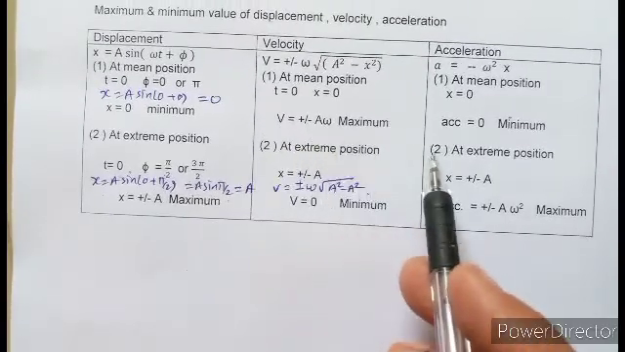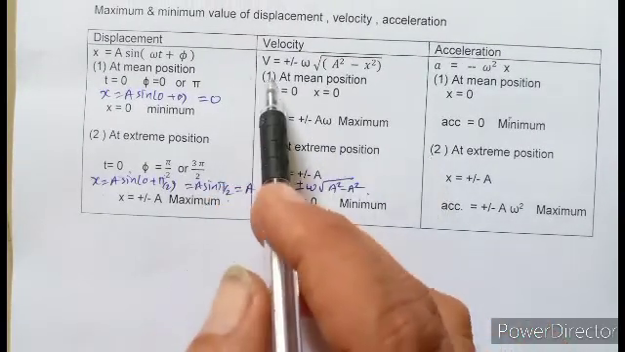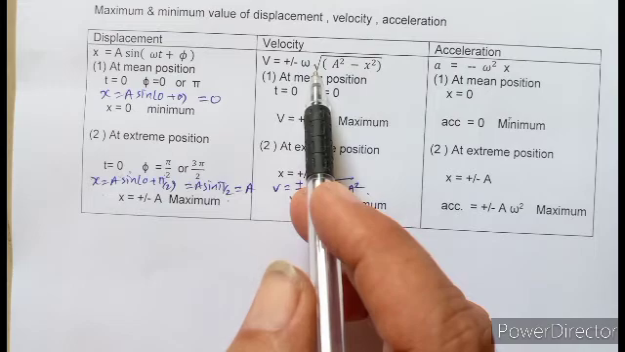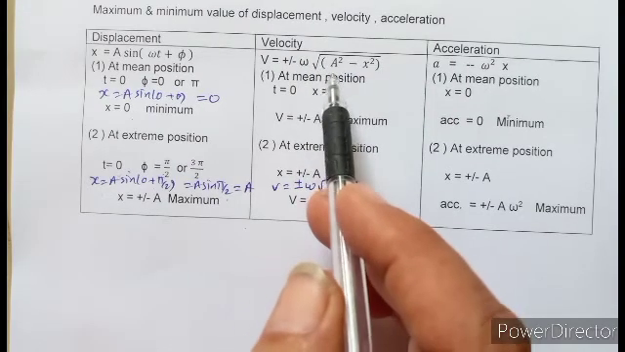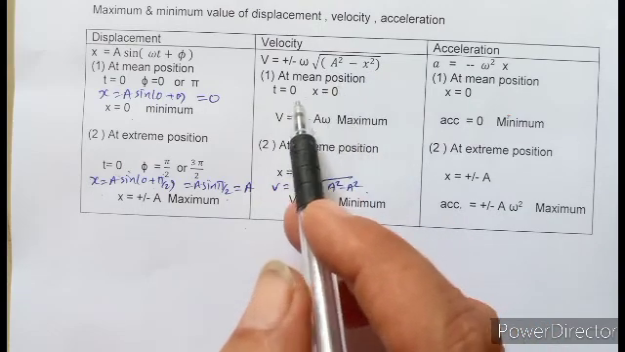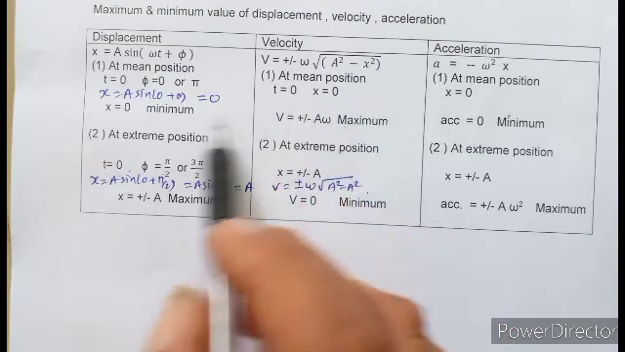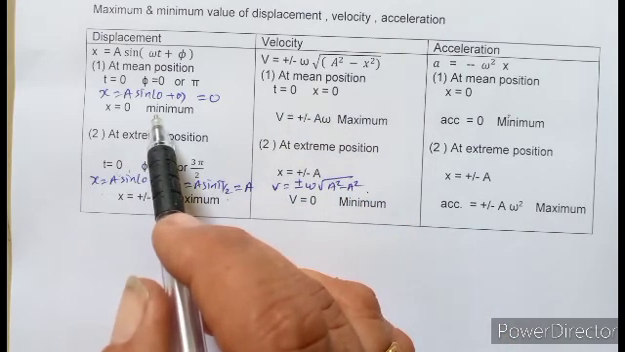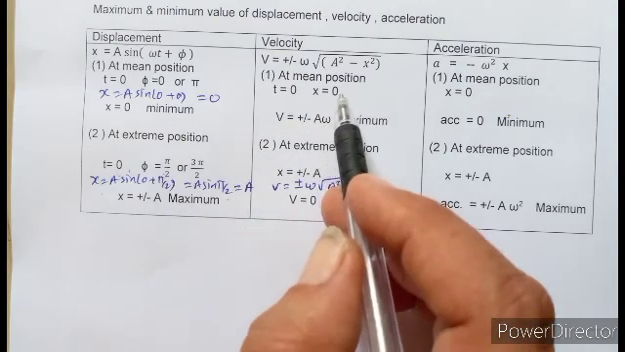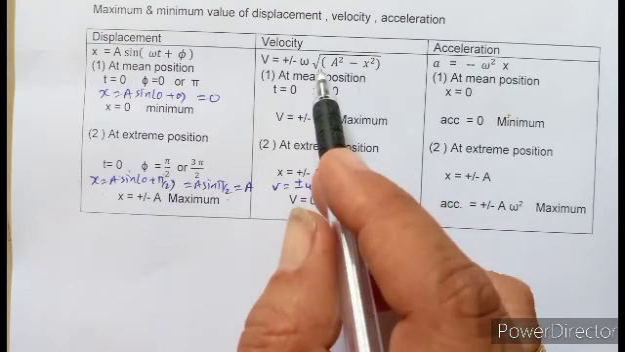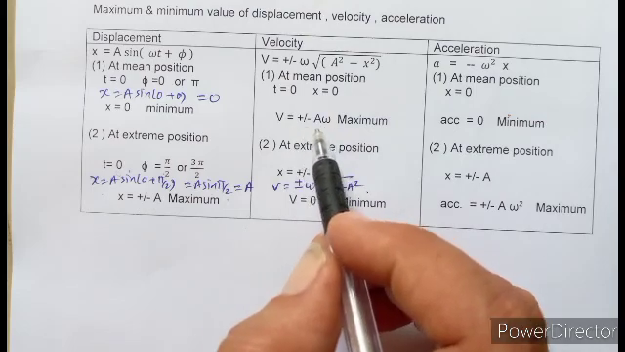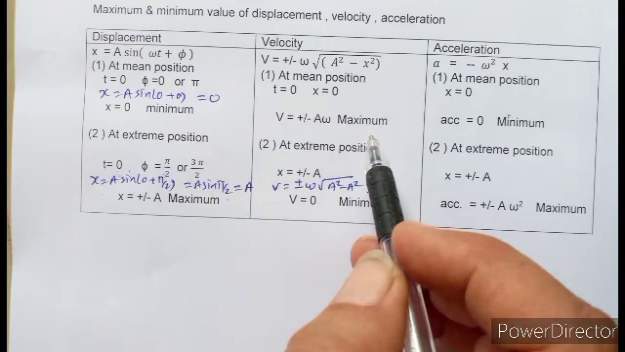Similarly, we calculate the velocity and acceleration. We know the general equation of velocity, v is equal to plus or minus ω √(A² − x²). At the mean position, x is equal to 0, as we have just calculated. So v is equal to plus or minus Aω. Why? Substitute the value of x is equal to 0, the square root remains as A squared, and taken out it is A. So v is equal to plus or minus Aω, which is the maximum.